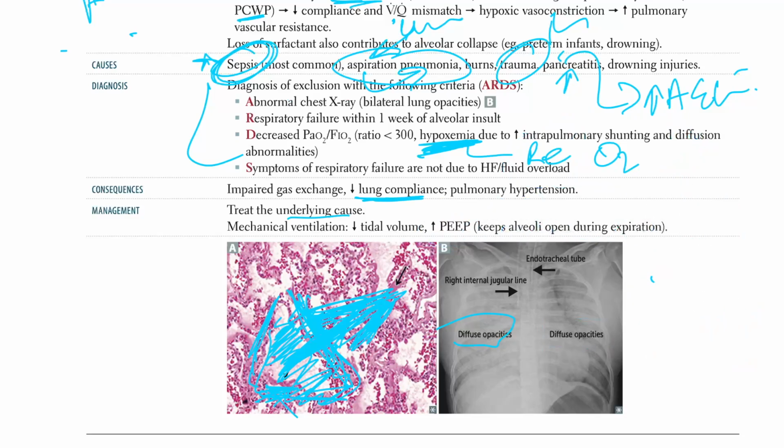So this is a high yield point: increase in PEEP, and it is eventually going to cause an increase in FRC. That's also high yield. So yeah, that's pretty much what we have for ARDS. Moving on with sleep apnea.